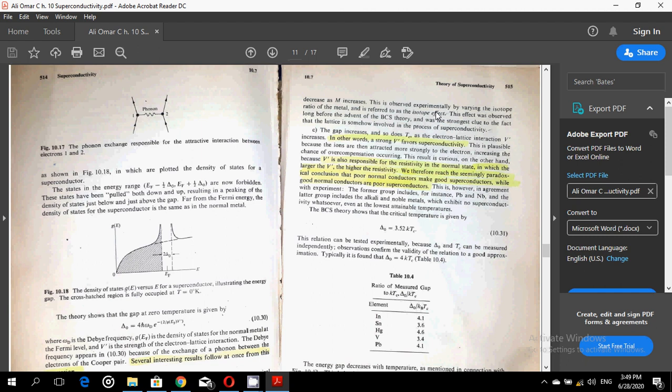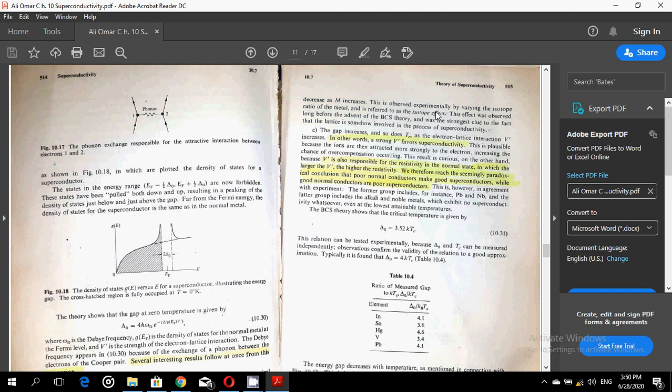This voltage V dash is in fact the interaction we have just mentioned, and omega D is the Debye frequency, and this factor is coming because the lattice is involved here. We have already introduced the Debye frequency when we talked about the heat capacity model given by Debye. And g(EF) is the density of states for the normal metal at the Fermi level, and V dash is the strength of the electron-lattice interactions.